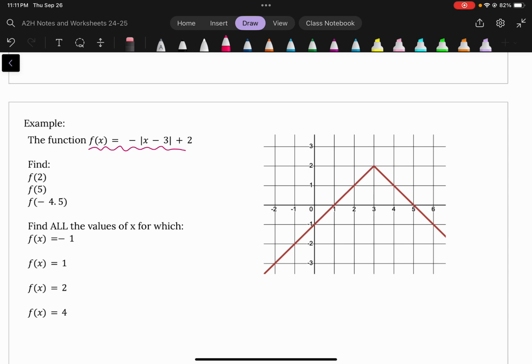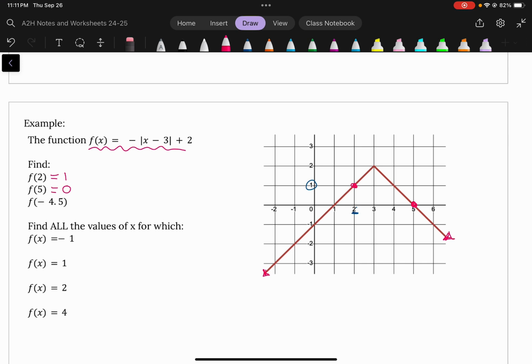When I input negative 4.5, well, you could kind of figure out where it's going, right? But maybe if you don't see it on the graph, I'm going to do negative 4.5 minus 3 plus 2 equals negative 7.5 plus 2, sorry, I forgot the negative out in front. I get negative 7.5 plus 2 equals negative 5.5. So that tells me that the point (negative 4.5, negative 5.5) is on the graph.